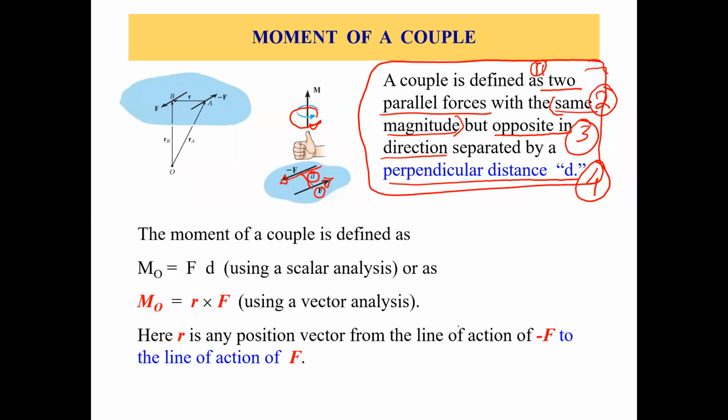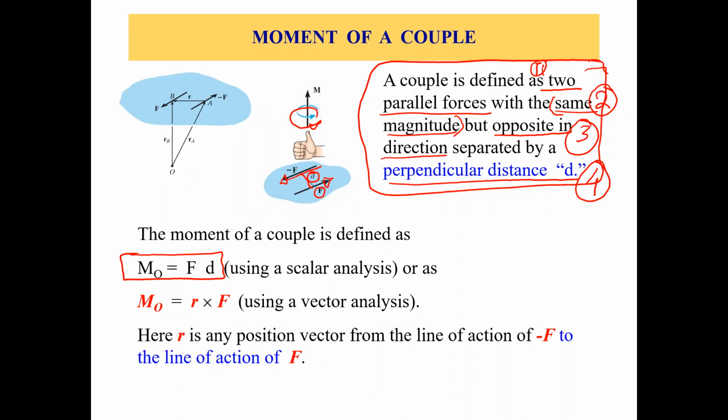The moment of a couple is defined as M_O equals F times d. In scalar analysis, F is the force. We take the magnitude of the force; both forces are equal, so we just take the magnitude of one force. And d is the perpendicular distance between the lines of action of the two forces. It has to be the perpendicular distance. So that is the scalar analysis.